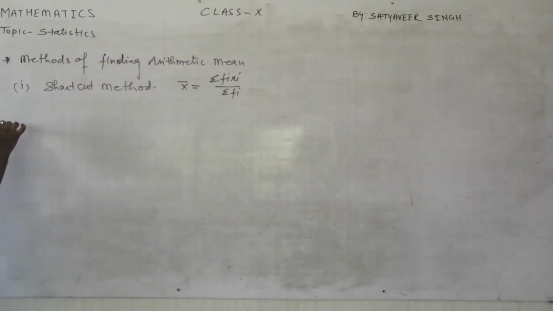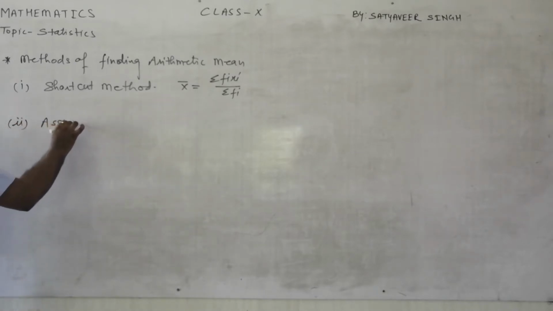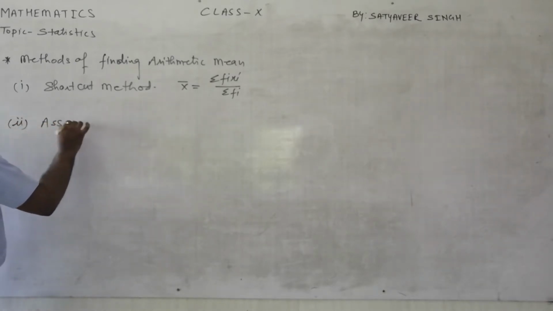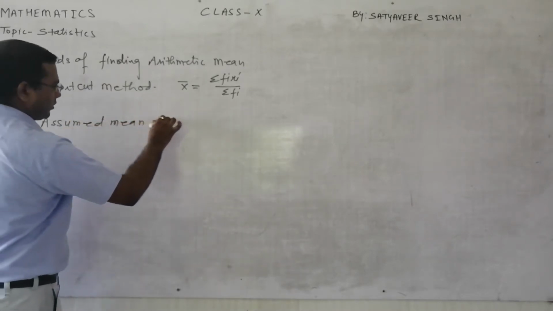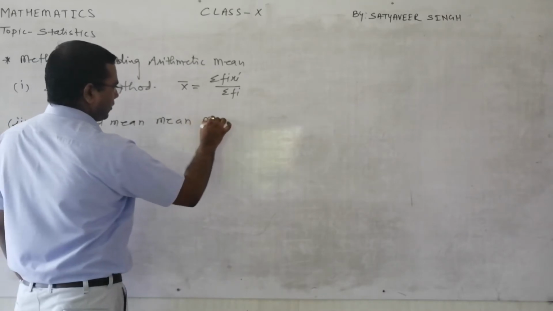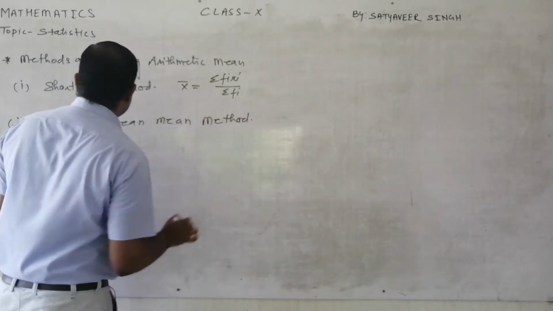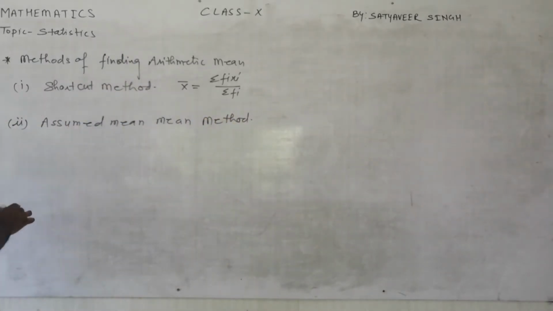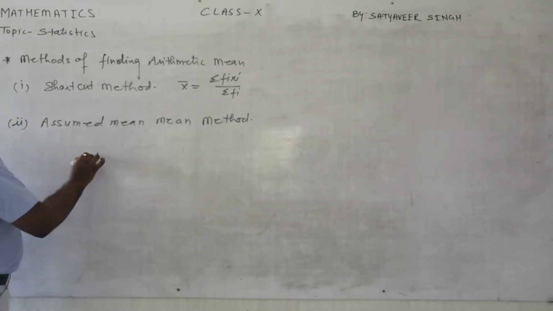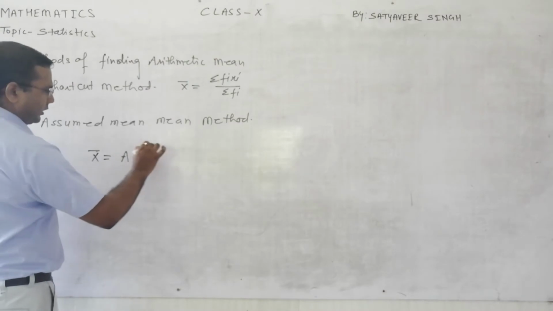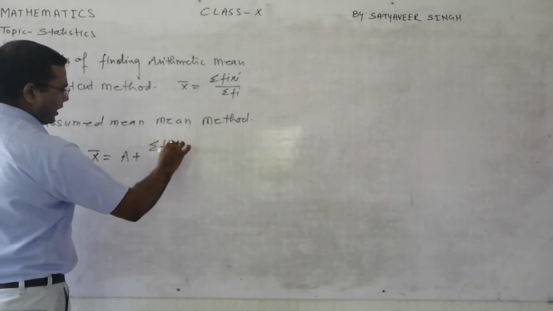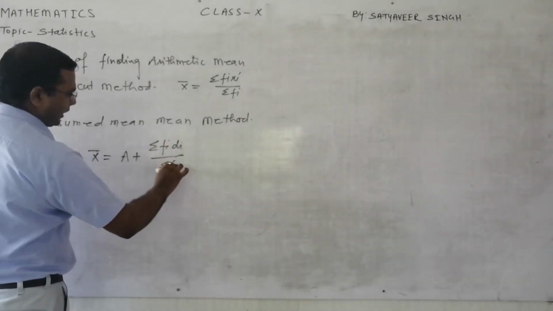One more method we will discuss today, that is called assumed mean method. And the formula that we are going to use in this method is a plus summation fi di upon summation fi.